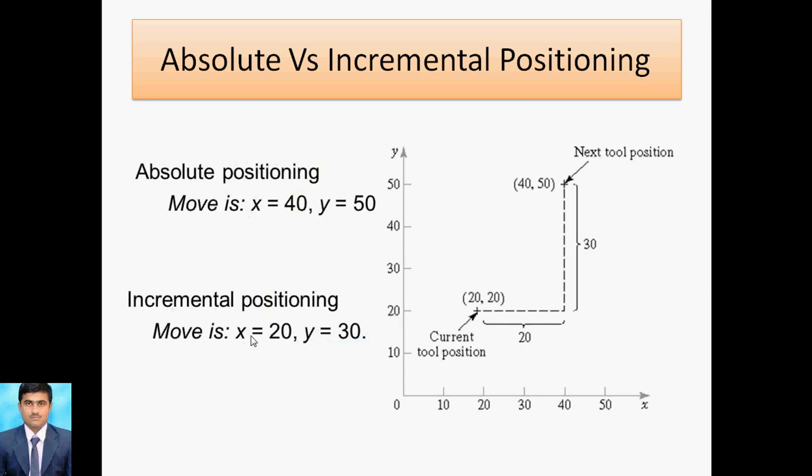So this is regarding incremental positioning. We only have to mention the current tool position to the next tool position. But in case of absolute programming, you have to define from the origin only. So this is the simplest method for obtaining the part programming. First is absolute positioning and second is incremental positioning.